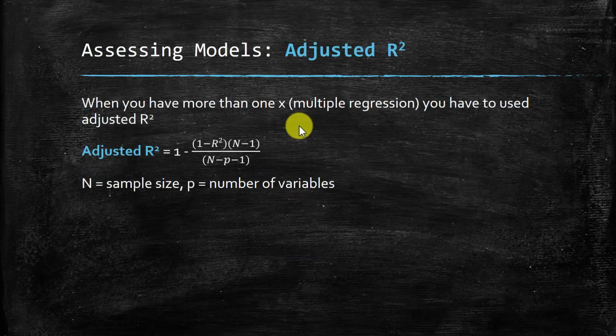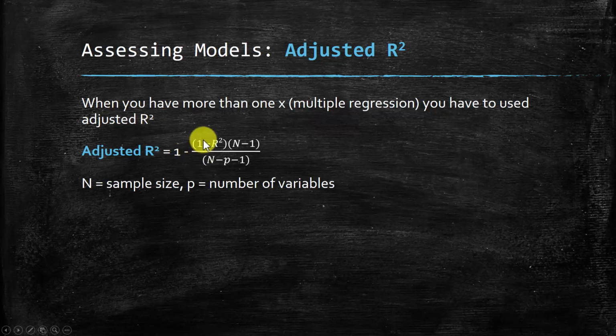As a side note, R squared is considered to be flawed when you do multiple regression, or when you have more than one X or more than one independent or predictor variable. Generally R squared will increase when you add predictor variables even if the model is not really improving. So we have to adjust for that. This is the adjusted R squared.